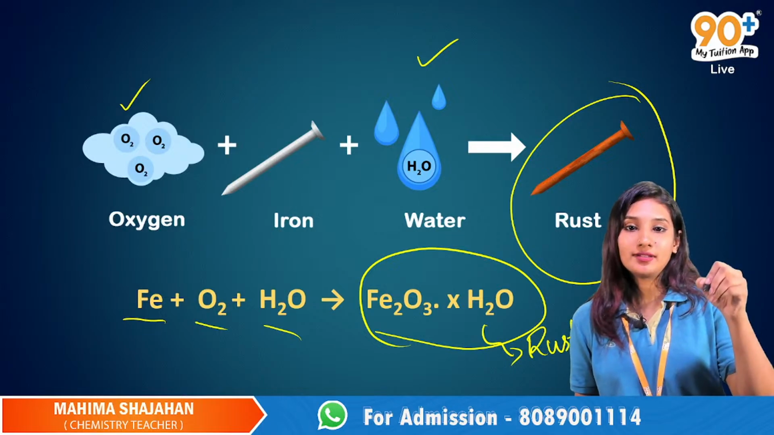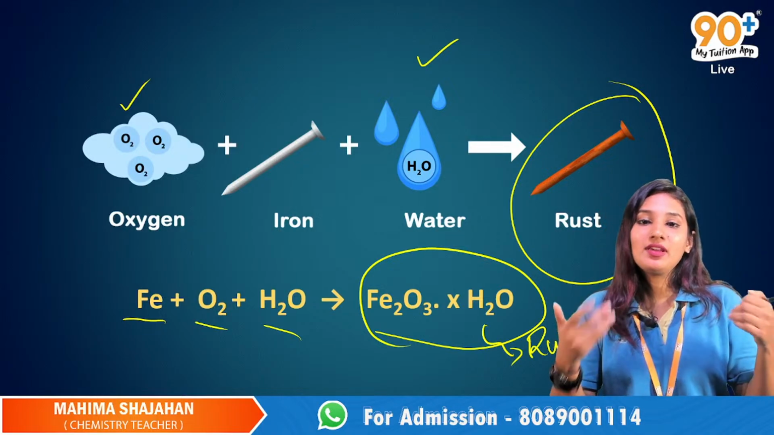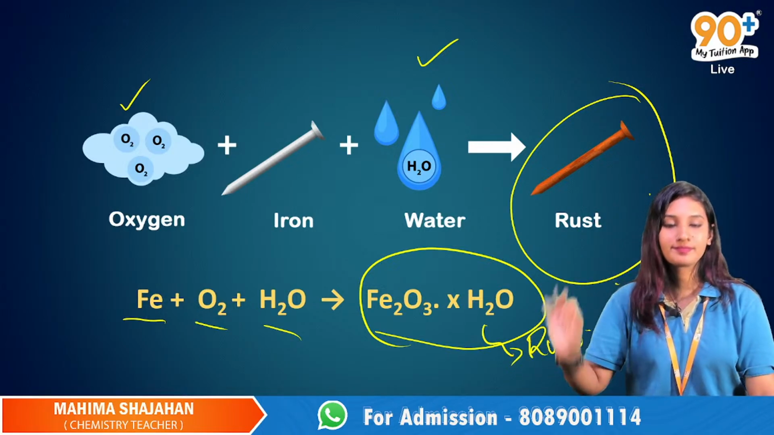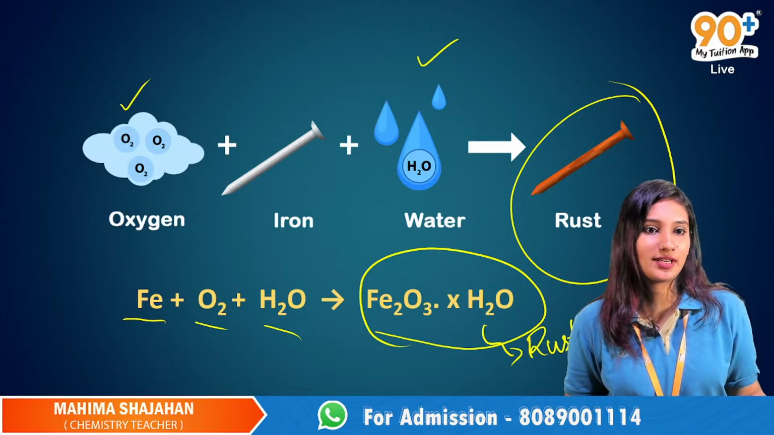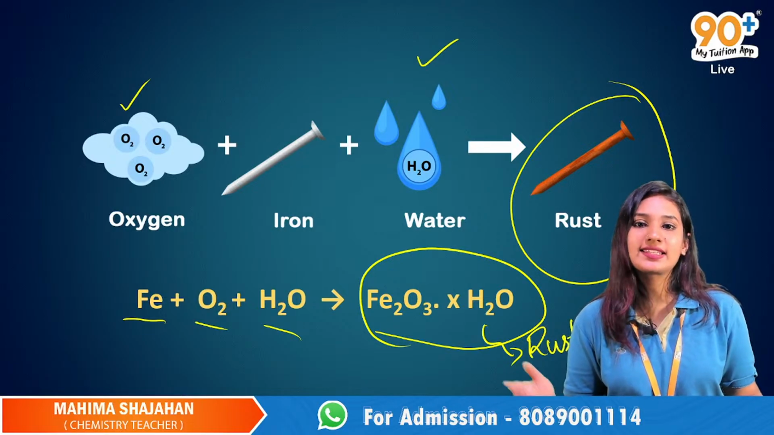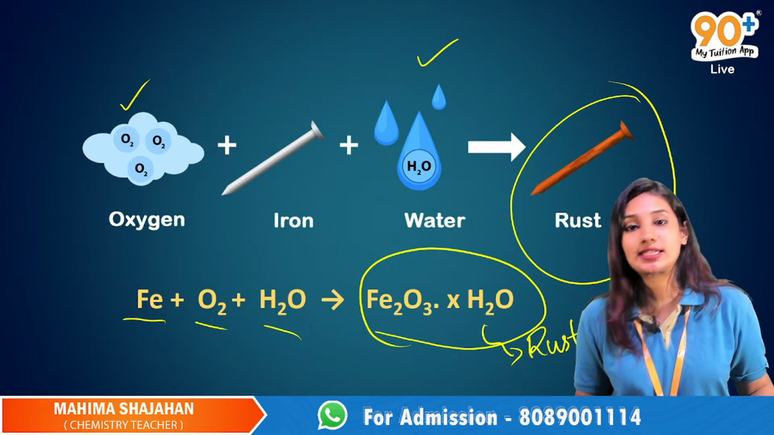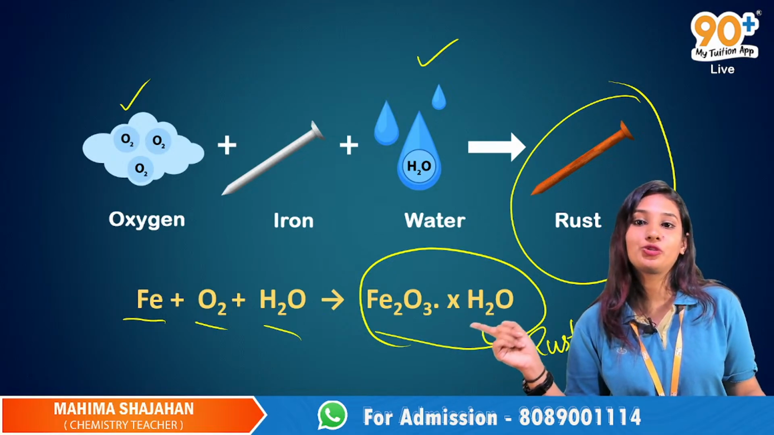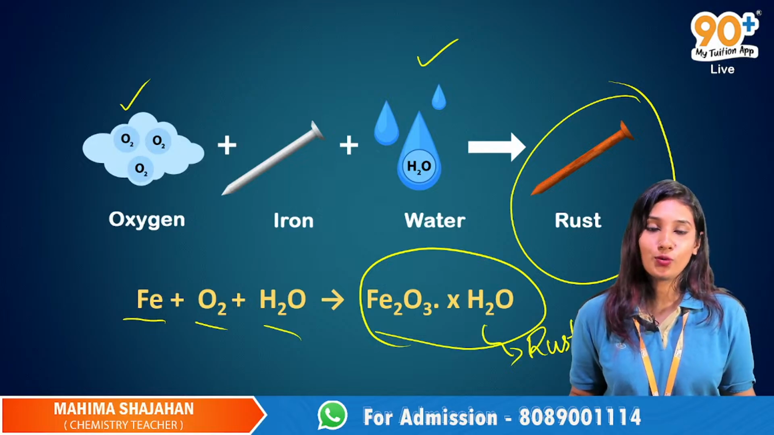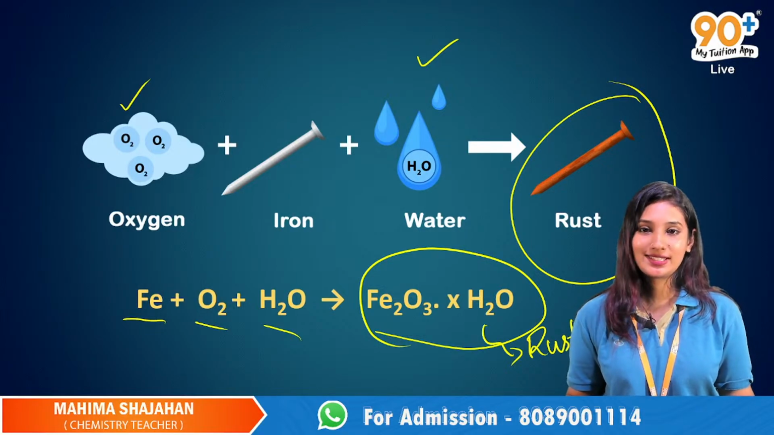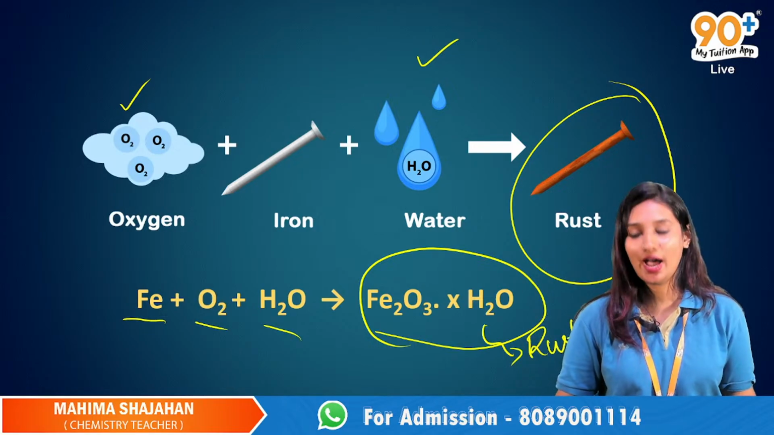X is a number. It can be any number of water molecules. Okay, so we will write it as X. X represents the number here. X H2O, X can be any number. There is no fixed amount. That's why we represent it as Fe2O3 dot X H2O. Alright. Now that is rusting of iron.